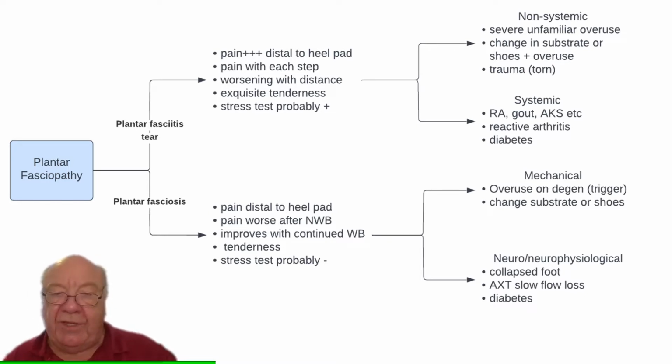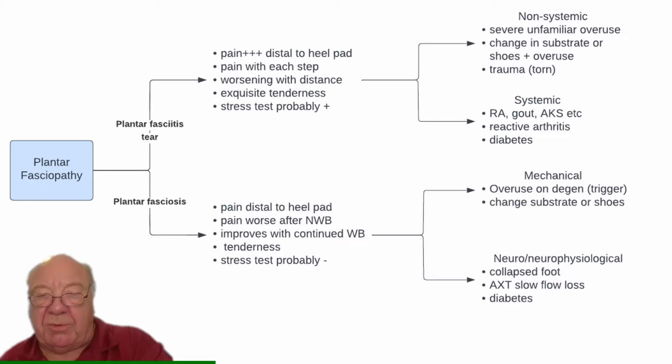The causes of this will be systemic or non-systemic. If this is non-systemic, the causes are severe, unfamiliar overuse. Now, this is very severe overuse. This is walking in the wrong shoes over large distances, doing too much. A change in substrate, where you've gone from an office job to working in a warehouse, for example. The same with shoes. You change your shoes and then you overuse it on top of that.